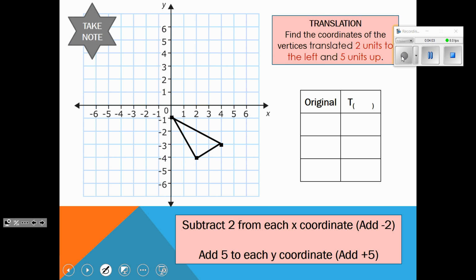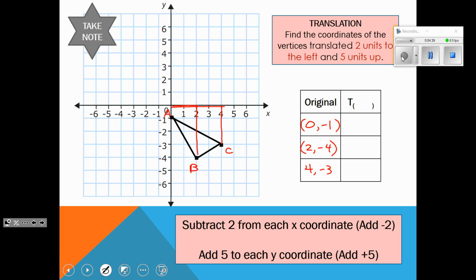Now we're going to see what this looks like on a 4-quadrant grid. We have an original figure here, a triangle. The first thing we're going to do is write the ordered pairs over to the side of the existing shape. So let's call this one right here A. That ordered pair would be (0, -1). Let's call this one B. This would be (2, -4). And let's call this one C, and that would be (4, -3).